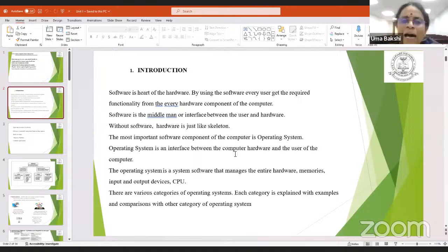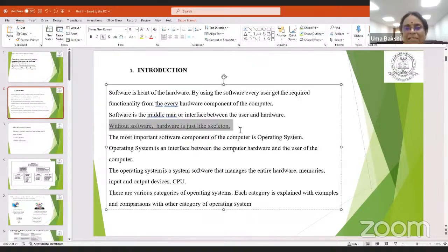So software is the heart of the hardware. By using the software, every user gets the required functionality from every hardware component of the computer. So without software, hardware is like a skeleton. I just told you, without this thing, we are just a skeleton. What is the use? If the skeleton is there, does it work? But our heart, which pumps the blood, which brings the life, that is the life of computer: software, right?